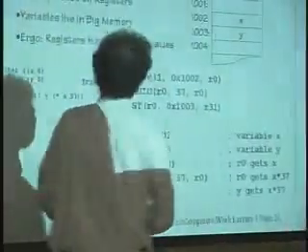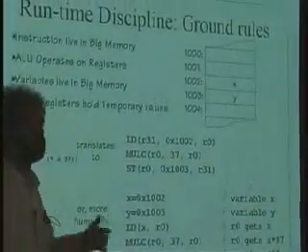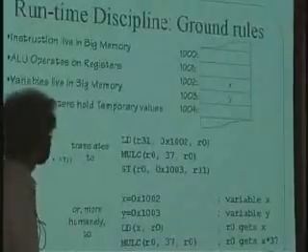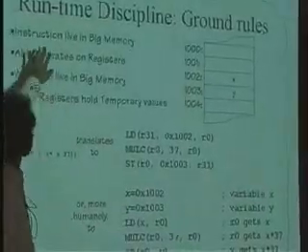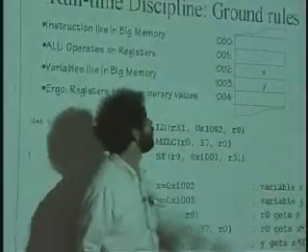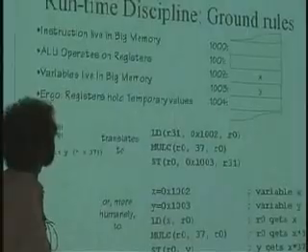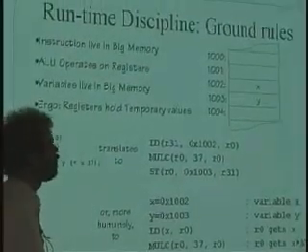Very quickly, because we're probably over time here, let me talk very briefly about the kind of styles that we're going to use. And again, you'll be used to this because I've said it before. Variables in general will live in the big memory. X and Y in the big memory. This is how we're going to draw it. The ALU, which is the arithmetic logic unit, will operate on the registers in that small register file.